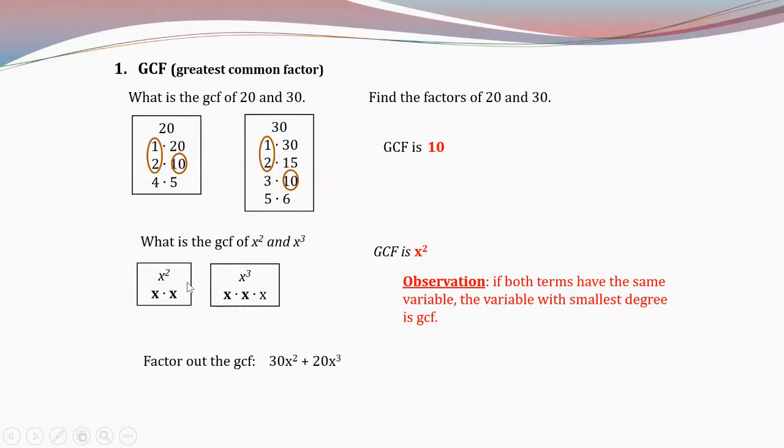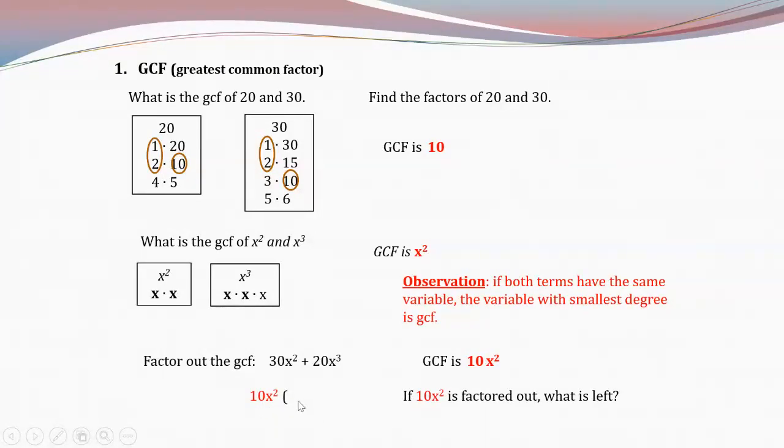Now we're going to factor out the GCF between 30x squared plus 20x cubed. I already did the work. Between 30 and 20, the GCF was 10. And between x squared and x cubed, the GCF was x squared. So my GCF is 10x squared. So I'm going to factor it out. If I factor it out, what is left?